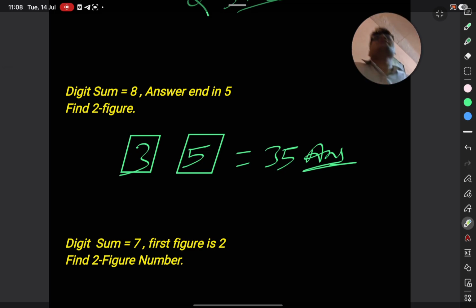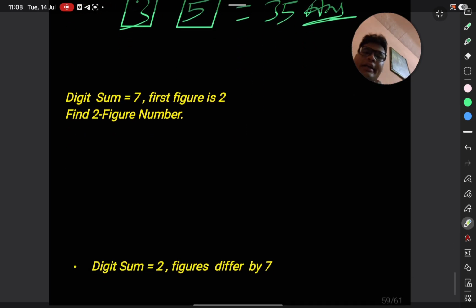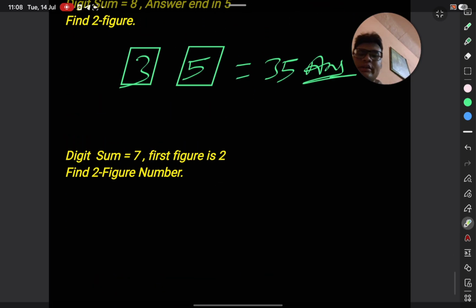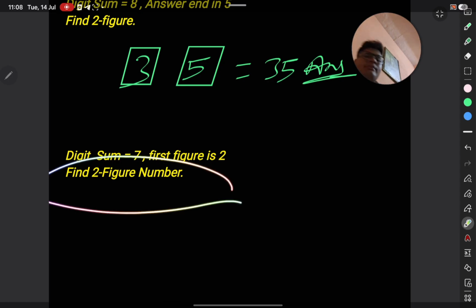In the previous lecture we also studied decision puzzles, and in this one we are solving many problems on decision puzzles. Again, we are moving on to the next example. Here the digit sum is 7 and the first figure is 2. Find the two figure number.